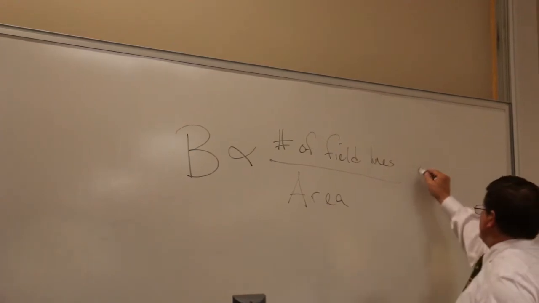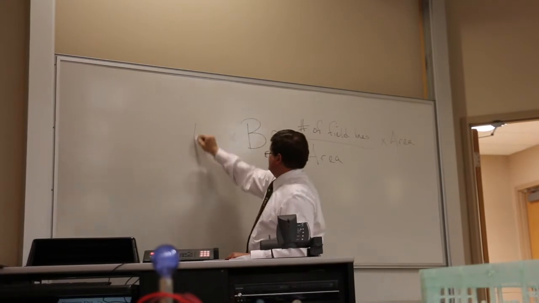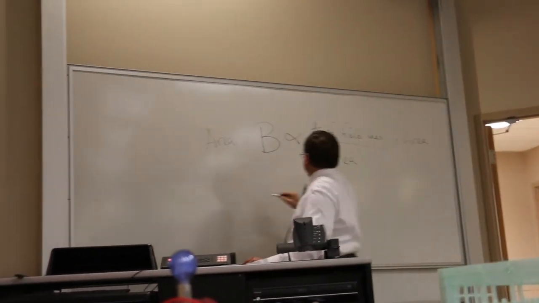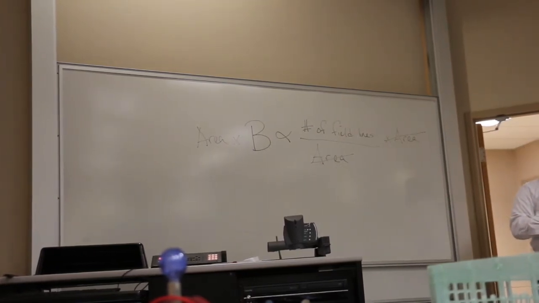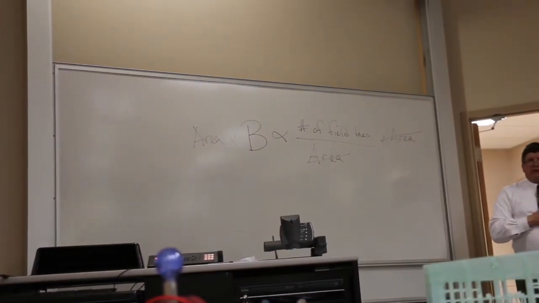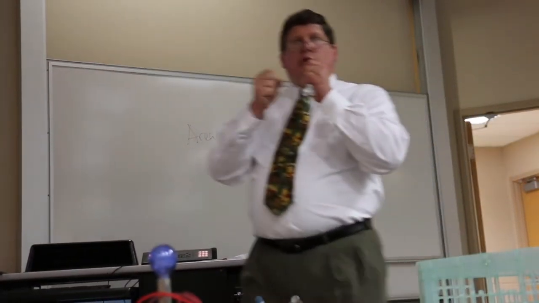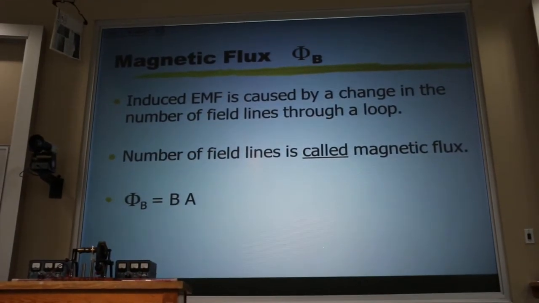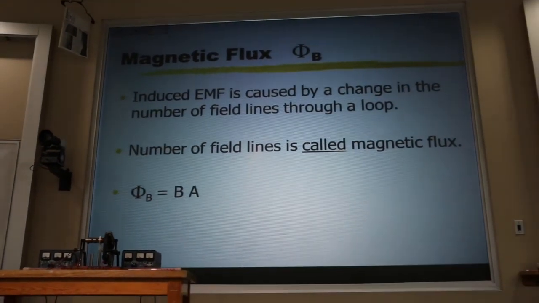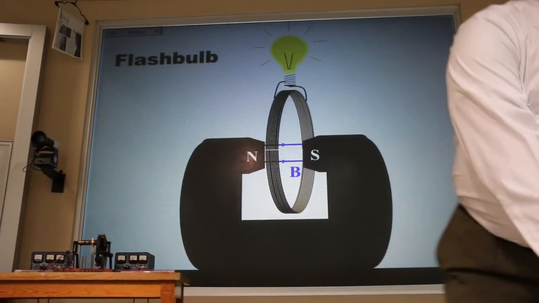Now if I multiply both sides of this equation by area, the area cancels out over here, and what I get is a measure of the number of field lines. This quantity, B times A, is proportional to the number of field lines. And when I change that through a loop, I generate this invisible battery.